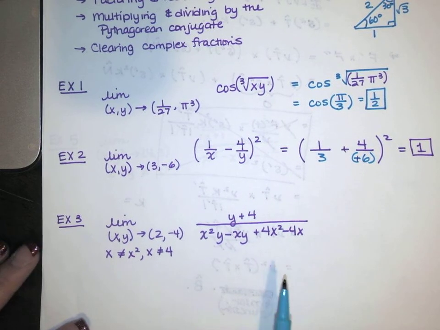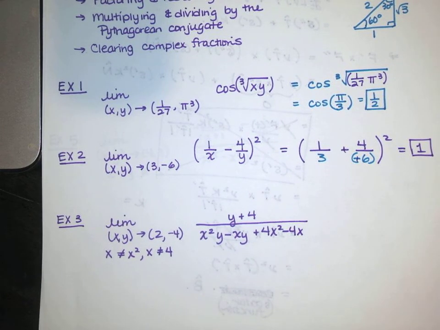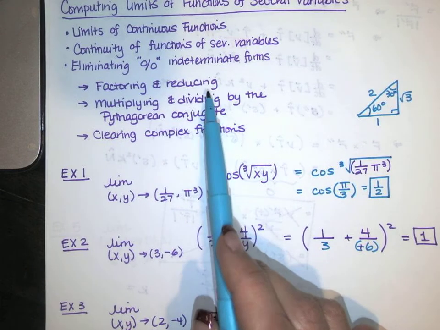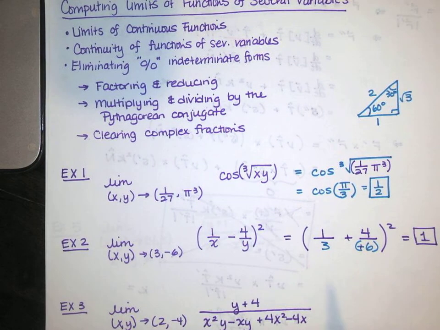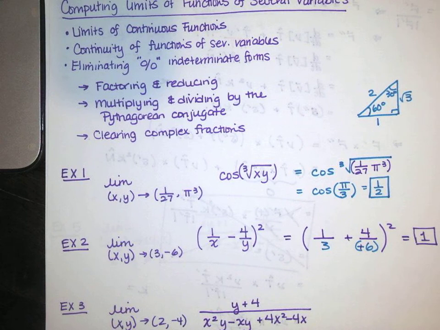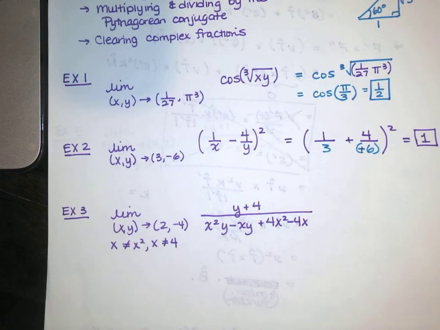Now, if the function is not well defined at the point, then you might have to do some of these things that we did back in Calculus 1. You might have to factor and reduce. We might have to multiply or divide by the Pythagorean conjugate, or clear complex fractions. So let's look at this one and see if this is well defined. At xy equals 2, -4, well, I've got this function. Notice that if y is -4, the numerator is 0.